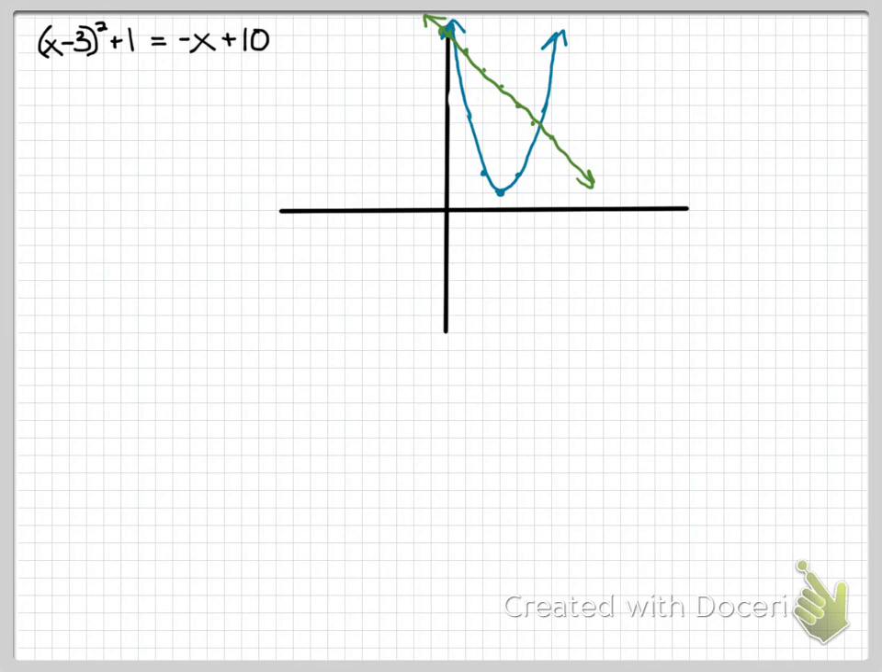Okay, it's not perfect, but the equation on the left I did in blue, the parabola, vertex at 3, 1. And the equation on the right I did in green, a line, slope of -1, and a y-intercept of 10. This is not going to get you passed on this essential skill, though. You need to be able to do it algebraically.